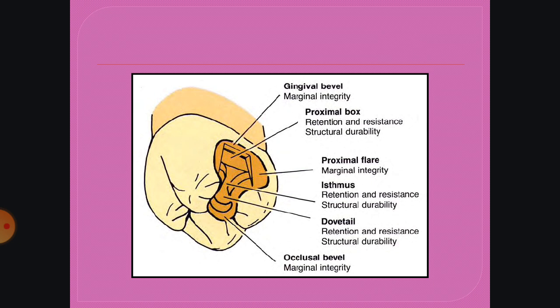Isthmus, again retention and resistance. It should not be too wide and it should not be too deep. These are the things which you have to remember when you prepare the isthmus. One-fourth to one-third is the recommended width, and the depth, as I mentioned earlier, is around 1.5 millimeter, not more than that. Again, isthmus provides structural durability to the restoration, and the dovetail preparation, that is the occlusal aspect preparation, provides retention and resistance and structural durability, and the occlusal bevel again gives marginal integrity.